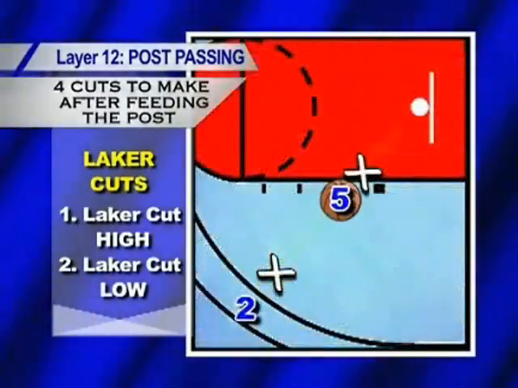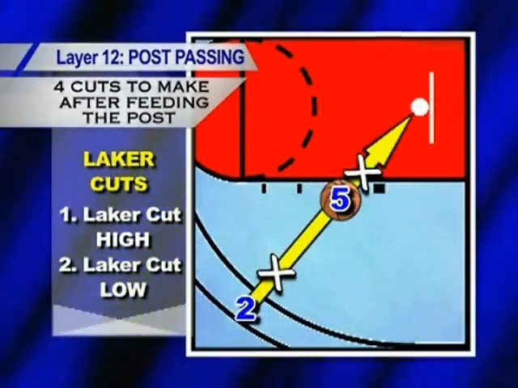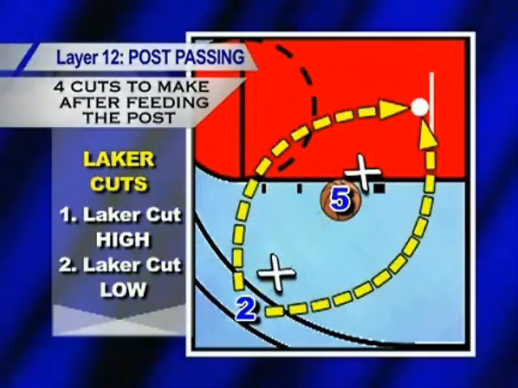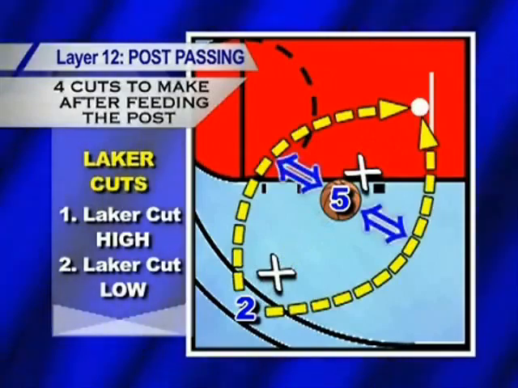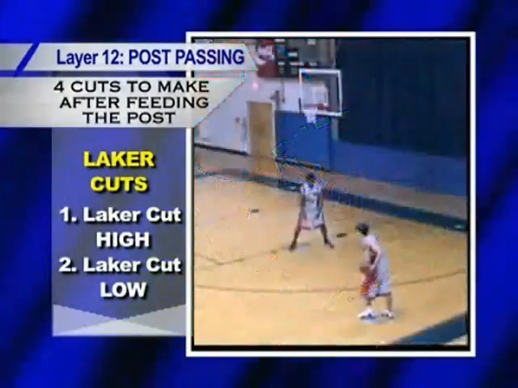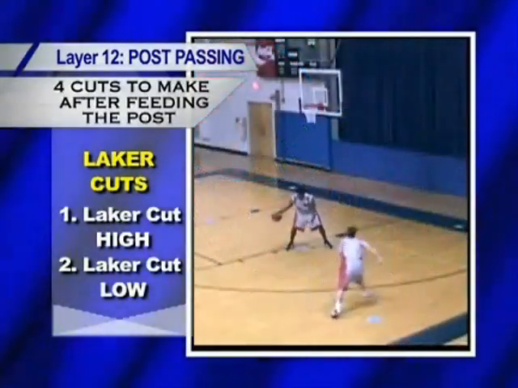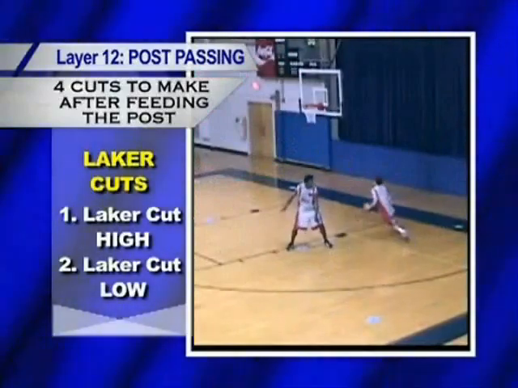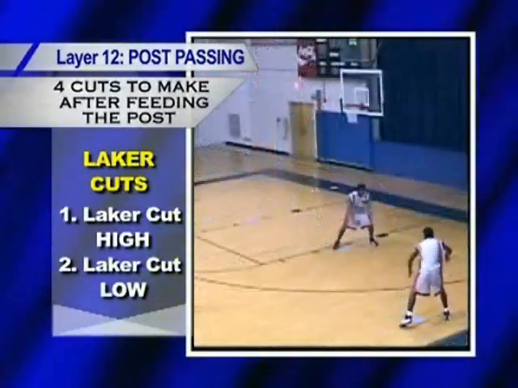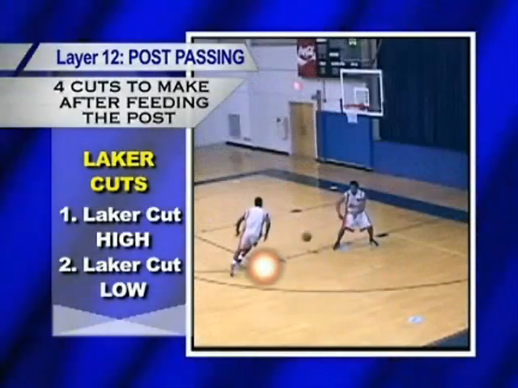The passer cannot basket cut directly to the hole. He must go around the post player. In order to ensure space between the post and the cutter, the Laker cut low on the baseline side must go below the big block. The Laker cut high must go above the free throw line elbow.